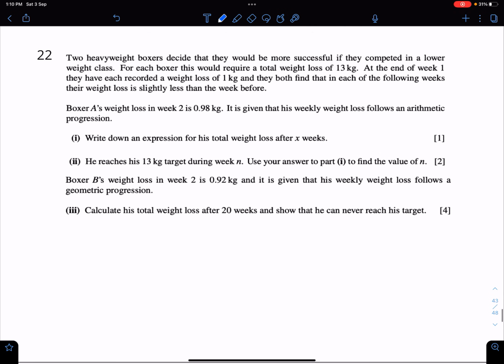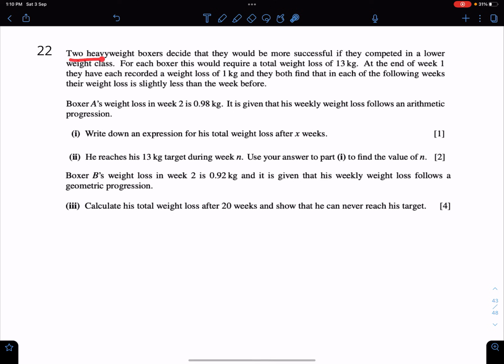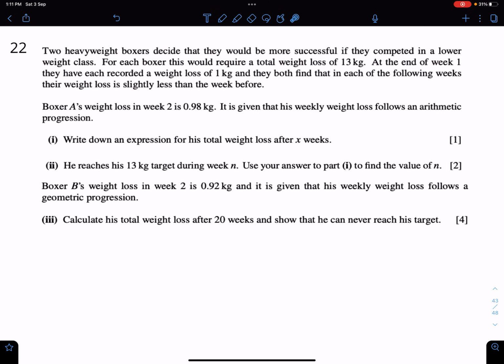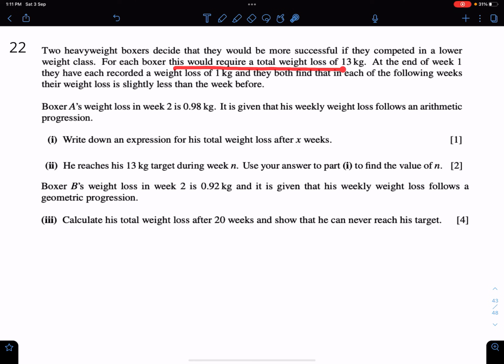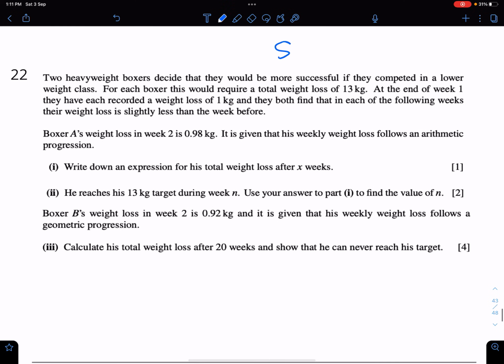Now the next question. Two heavyweight boxers decide that they would be more successful if they competed in a lower weight class. For each boxer, this would require a total weight loss of 13 kg. So Sn is 13. At the end of week 1, they have each recorded a weight loss of 1 kg. So this is a. And they both find that in each of the following weeks, their weight loss is slightly less than the week before. So decreasing sequence.